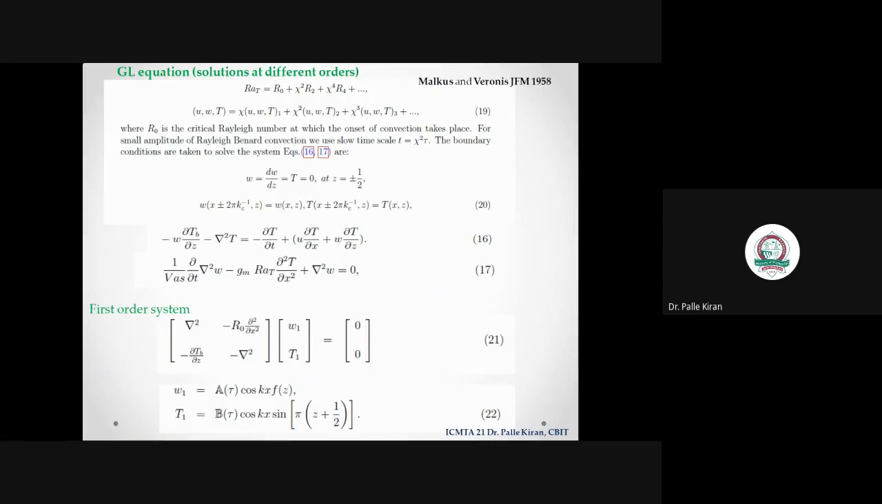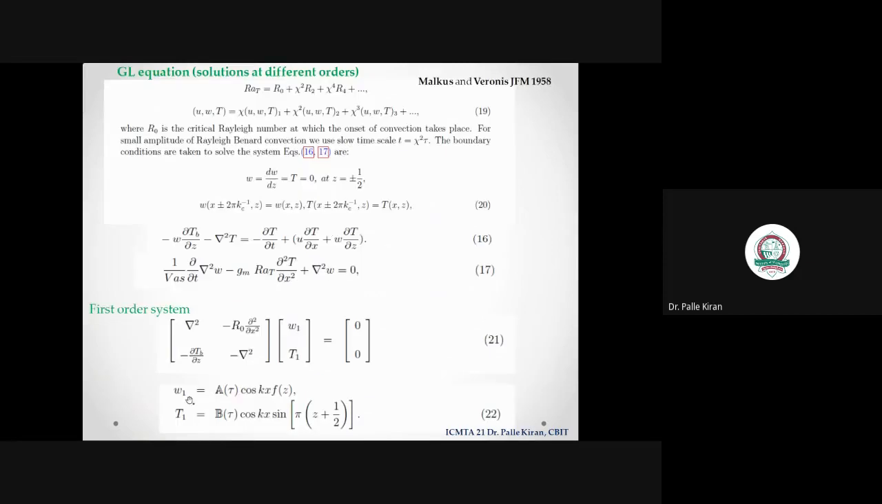Okay. So now we go step by step, order by order, using this equation 90. We have first order equation solutions here. So look at here, psi and T. Psi represents the streamline flow and T represents energy. And the B and A are the amplitudes of convective flow.